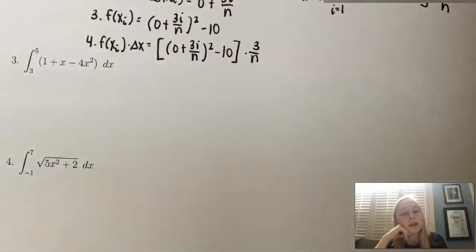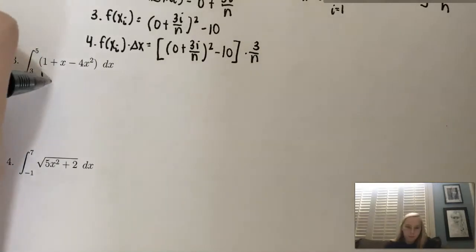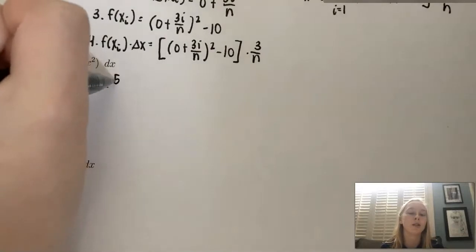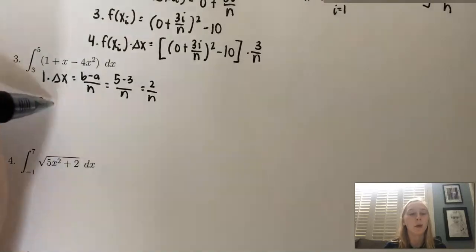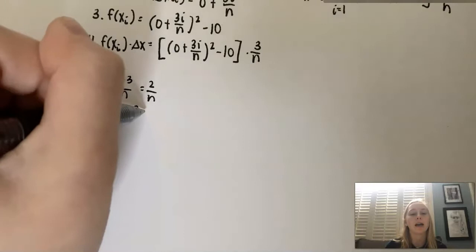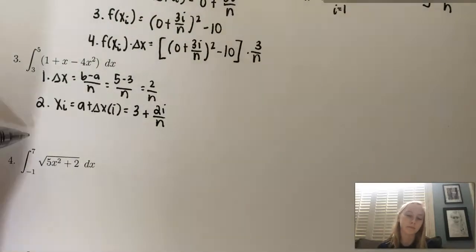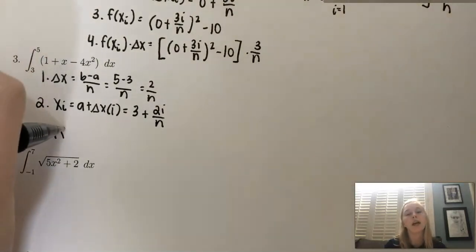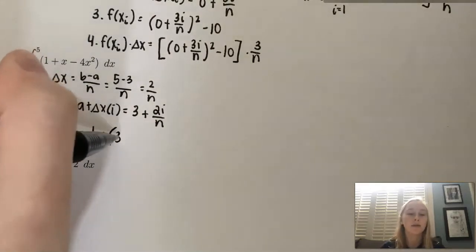Okay, number 3. So once again, we're just doing the exact same thing. So we find delta x, and once again, I'm going to speed through my writing just because it's a bunch of writing, because it's the exact same thing, but feel free to pause and copy anything down if you need to. We find xi, which is a plus delta x times i. Number 3, we're going to find f of xi. If there are multiple x's in the equation, don't freak out, just plug it in for both, or however many x's there are. It's not that big of a deal.